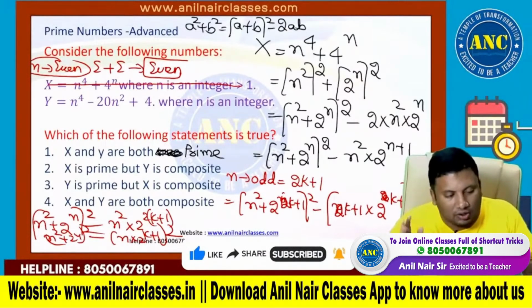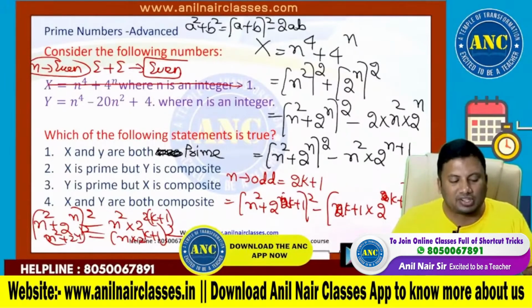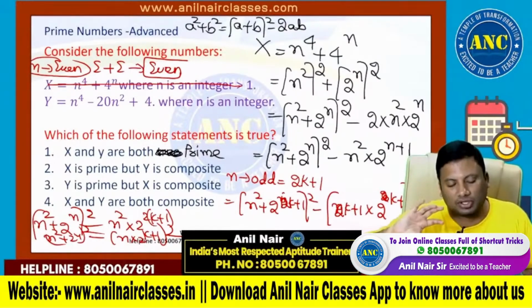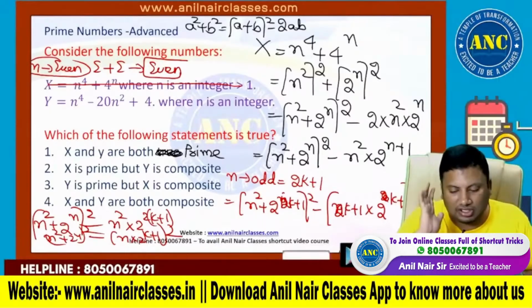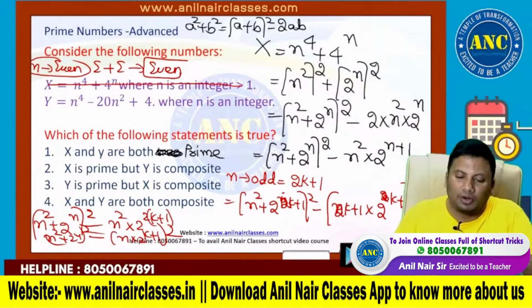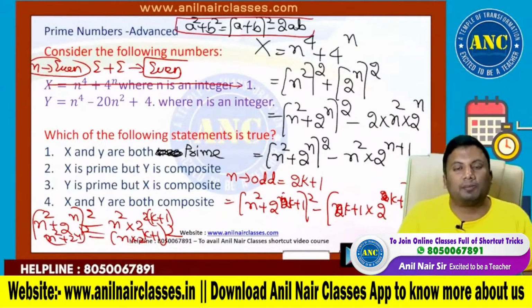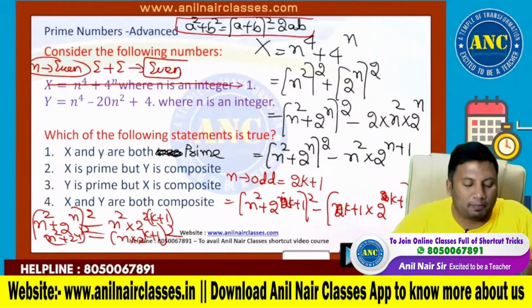Beautiful question, sir. You will not find this kind of question in any of your regular CAT classes. Conceptual questions, as an author of 9 mathematical books, most of the questions I have seen from previous year CAT questions and I tweaked them. N square whole square plus 2 power n whole square. A square plus b square is a plus b whole square minus 2ab. N even, anyway it is not possible. Even plus even.